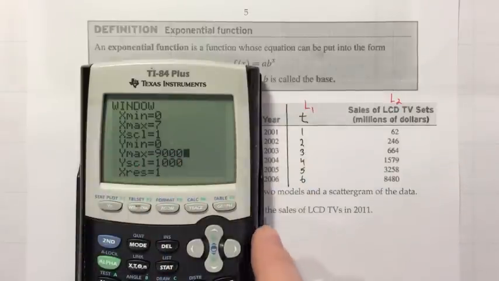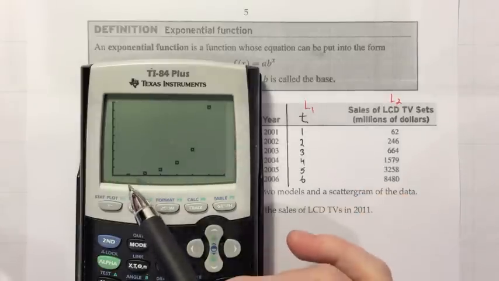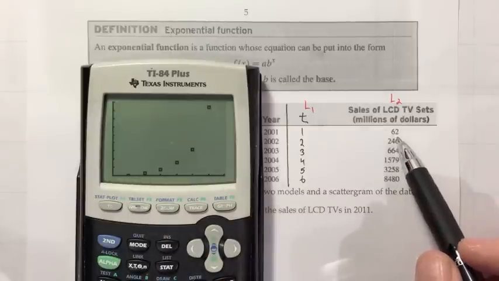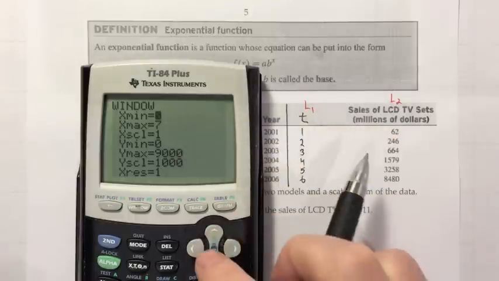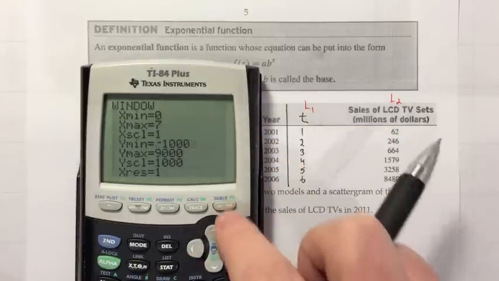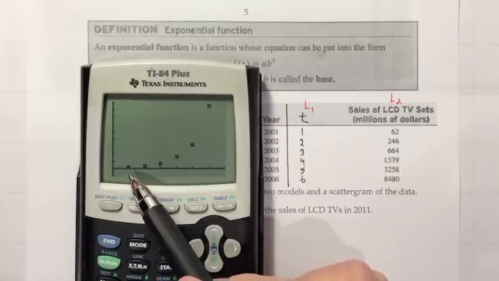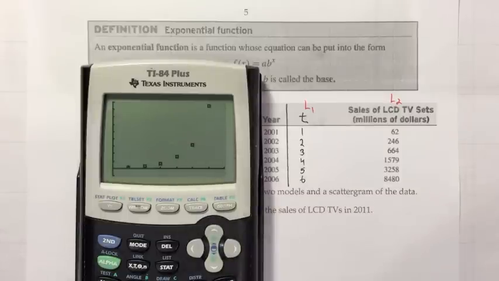All right, if I hit graph, I should see the data set. And here's the key thing to notice about that data set is that it's curving. And actually, I don't see that point very well, so let me adjust the window. The 0 should be fine. Let's try going down to negative 1,000 so we can see below a little bit. So now we see this point a little bit better than maybe we did a moment ago. So 1, 2, 3, 4, 5, 6. We have all the points there.